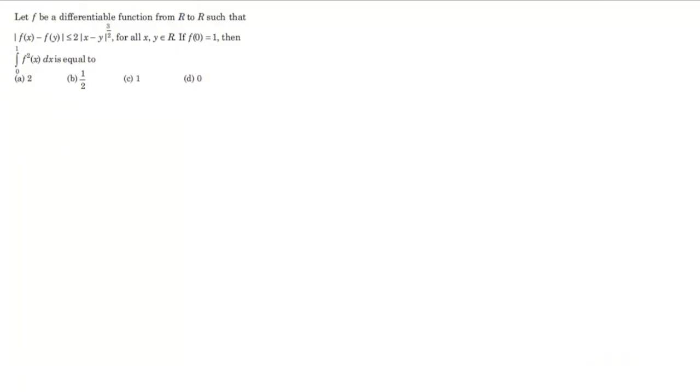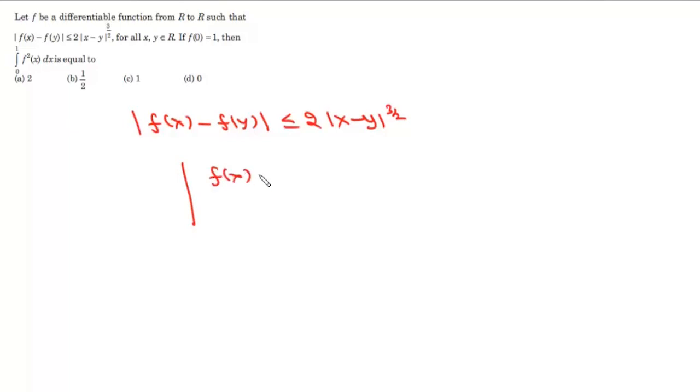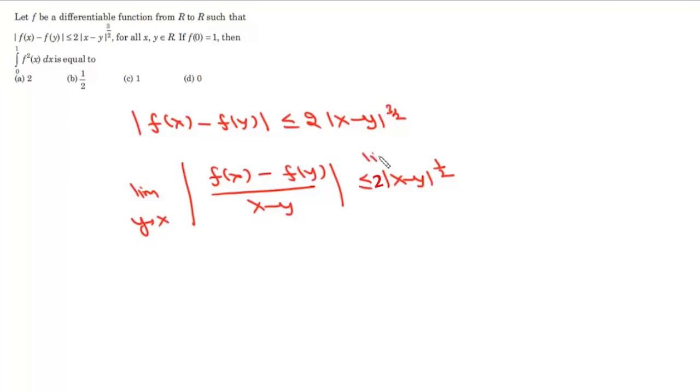Now the question is, we are given this function fx, which is defined as mod of fx minus fy, that is less than equal to 2 times mod of x minus y to the power 3 by 2. Now we can rearrange this as fx minus fy upon x minus y, and it is less than equal to mod of x minus y to the power 1 by 2. And what we'll do is, we'll take this limit y tends to x both sides.